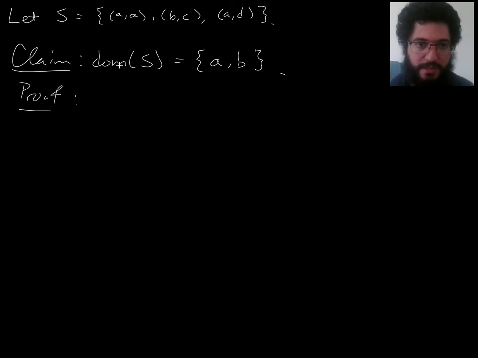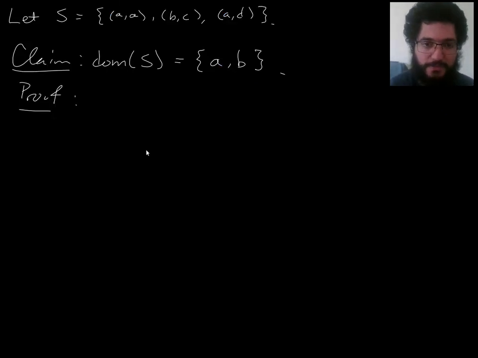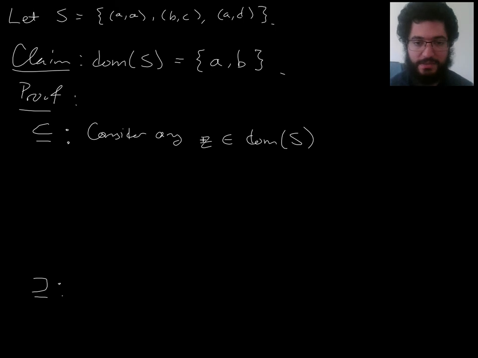So let's try to prove this, which means let's try to see that this definition actually works, that it operates the way it's supposed to. So this is an equality, so there will be 2 directions for the proof. So there's sort of 2 subclaims, one inclusion and the other inclusion. So for this one, consider any, let's call it Z, in the domain of S. Z has not been previously used for anything, so that's fine.